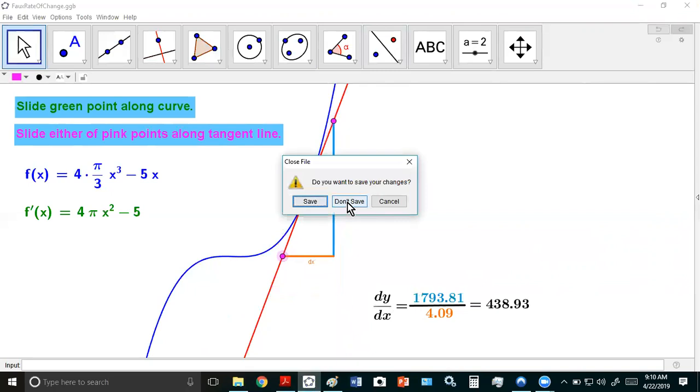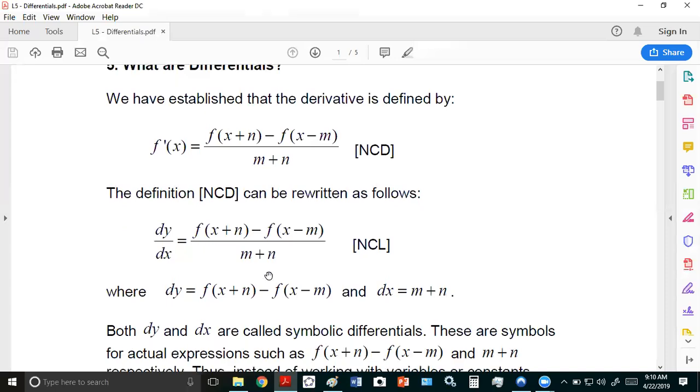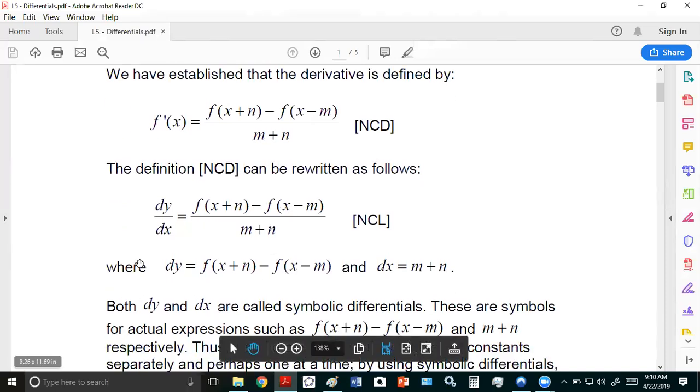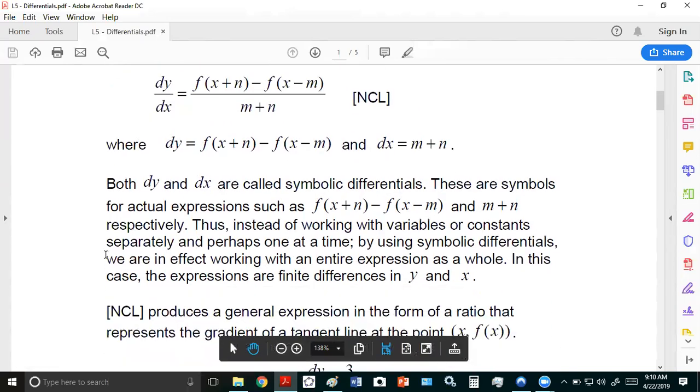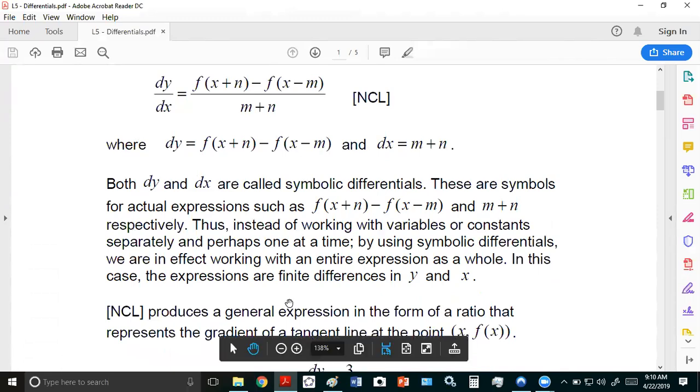All right, let's dismiss this. And so we'll look at lesson 5. And in lesson 5, as you can see, dy is equal to f of x plus n minus f of x minus m, and dx is equal to m plus n. So both of these are called symbolic differentials. And instead of working with variables or constants separately, and perhaps one at a time, we are in effect working with an entire expression as a whole.